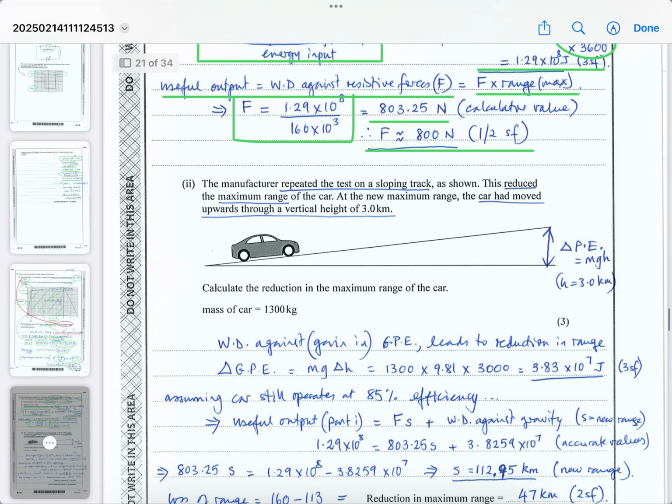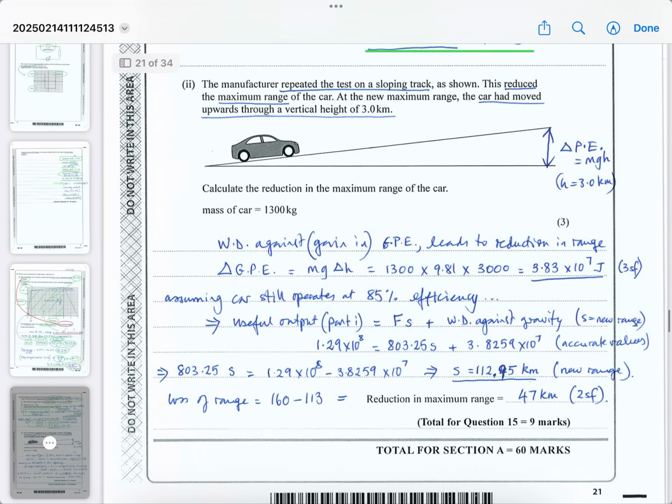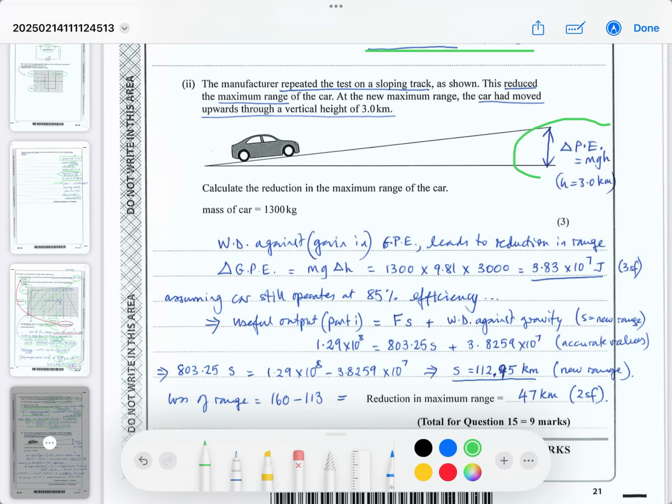Okay, the next part, it also is then going uphill. The manufacturer repeated the test on a sloping track. So it's a good way to test your vehicle, both on the straight road and a sloped track. This reduced the maximum range of the car. Why is that? Because it now has to also work not only against the resistive forces, against the motion, but against gravity. The potential energy gained is the loss of energy of the useful output of the car.